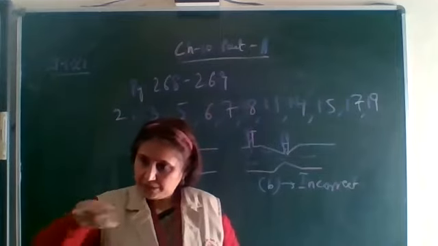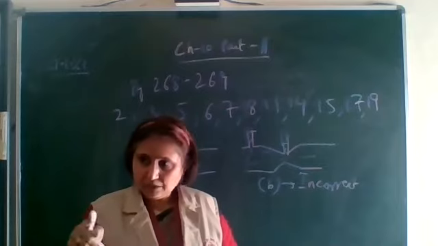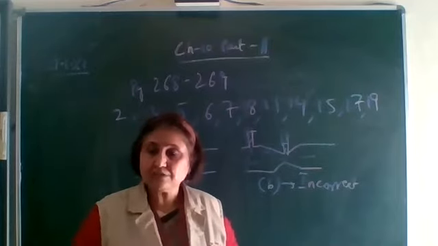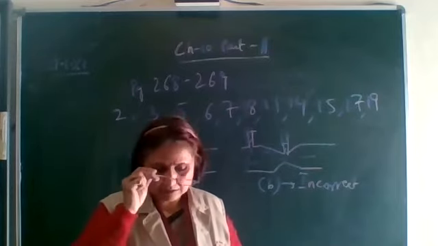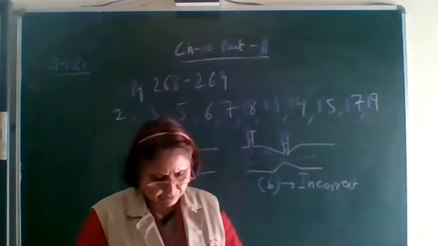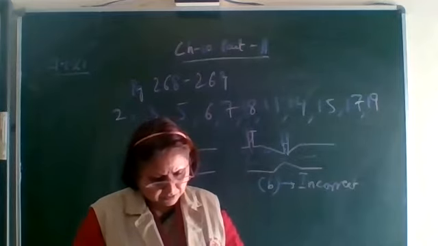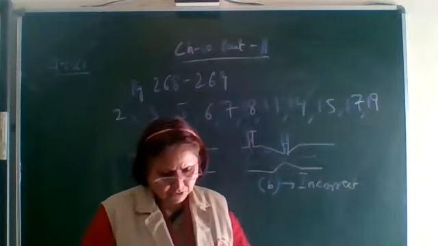What is inside? Fully mercury, and outside is air. So there is only one free surface, so the excess of pressure will be 2s upon r. This formula you have to use. Question number 19 also you can do it.